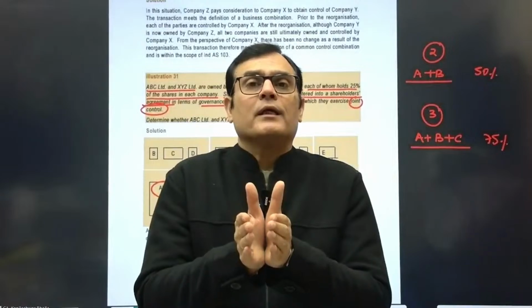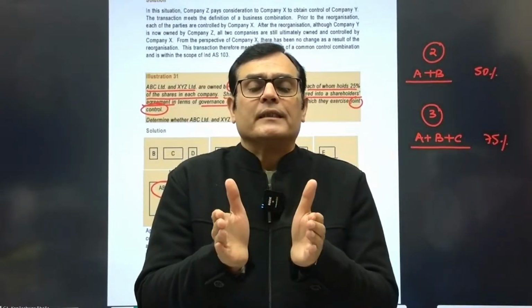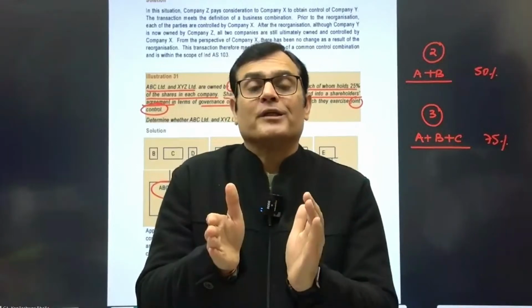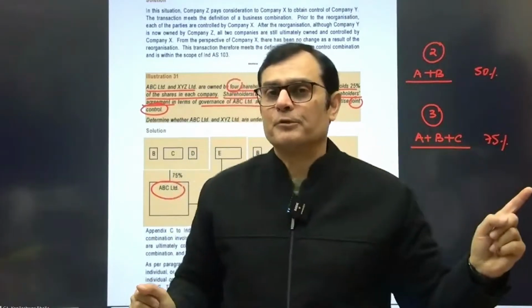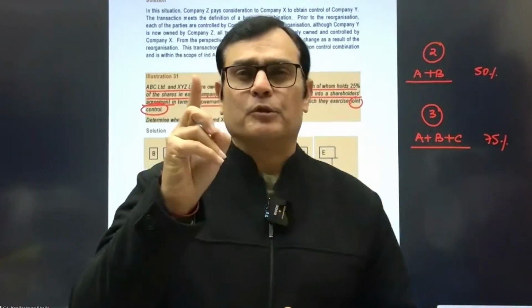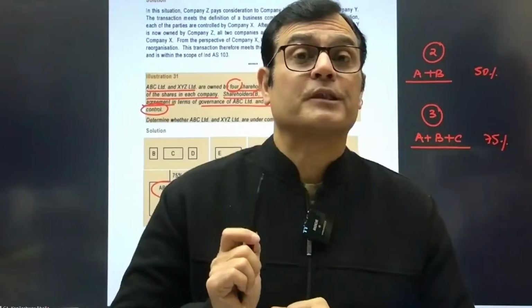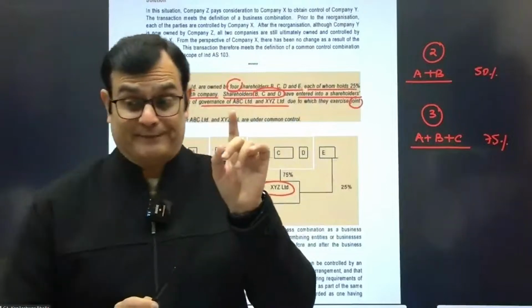In step number 1, you will first of all evaluate, is there a control by one? Step 3, if there is a joint control by more than one? Step 2. In terms of step number 2, you need to evaluate whether there is a contractual agreement between the group or not. If yes, you go to step 3. If no, it is not a common control transaction. I hope, friends, you got the point.